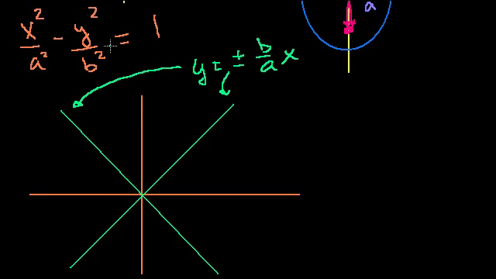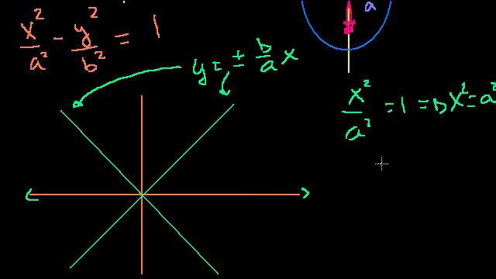Well, if y is equal to 0, that puts us along the x-axis, right? You get x squared over a squared is equal to 1, which means that x squared is equal to a squared, which means that x is equal to plus or minus a. So the point a comma 0, and the point minus a comma 0 are both on this hyperbola.